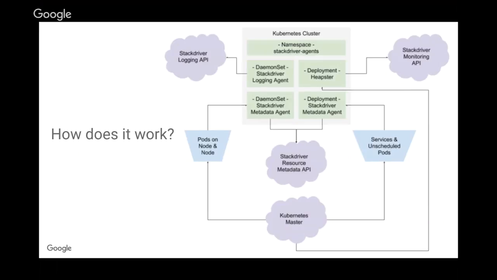Then we're creating another deployment specifically for Heapster to talk to the monitoring API, extract the metrics, and send them to the API. So this is quite a bit different than the way things used to work. I want to show you the difference between what a quote unquote legacy cluster looks like and what a current cluster looks like.